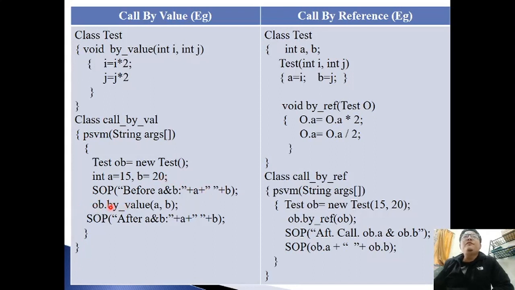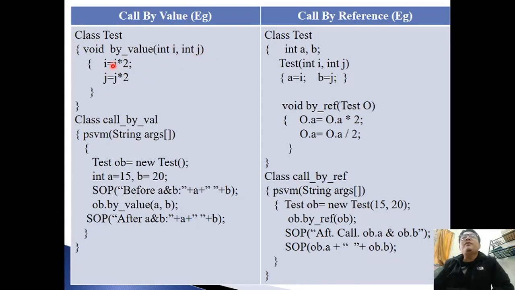Then after that you invoke the method by_value with the help of the object, and you supply a and b. So a and b are my actual parameters and the control will go over here. a will get copied into i, the b value will get copied into j, and this i and j are called formal parameters. Now whenever you update anything in i and j, for example i becomes i into 2, you are updating in the same location in the formal parameter itself.